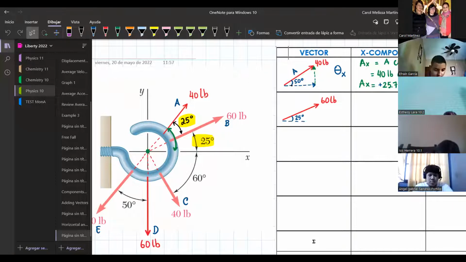Second vector, I complete the triangle and I see where my components are going. Is this vector going up or down? Up. Is it going to the right or to the left? Right. It's going to the right, so I'm going to include my arrows over here. It's going to the right and it's going up.